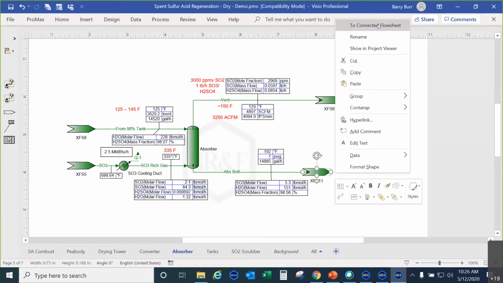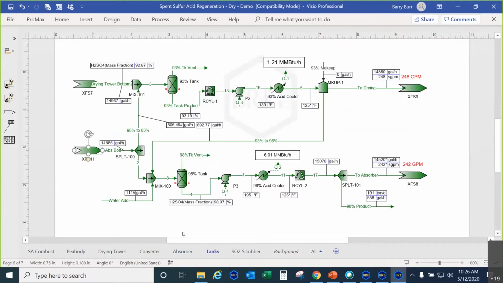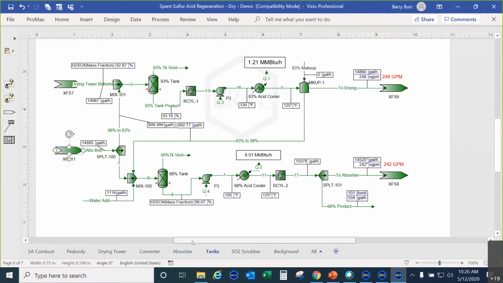Now, in this case, there's a system of tanks. I don't want to get into this, but this is all meant to control the, you add a certain amount of water to bring your acid strength back to 98%. So you're maintaining two tanks at different acid strengths. And this is just the controls for doing that. But I really don't want to get into that in this discussion.